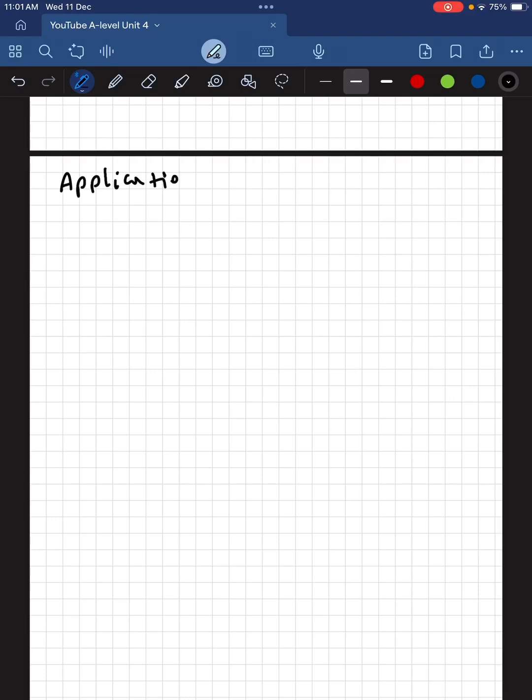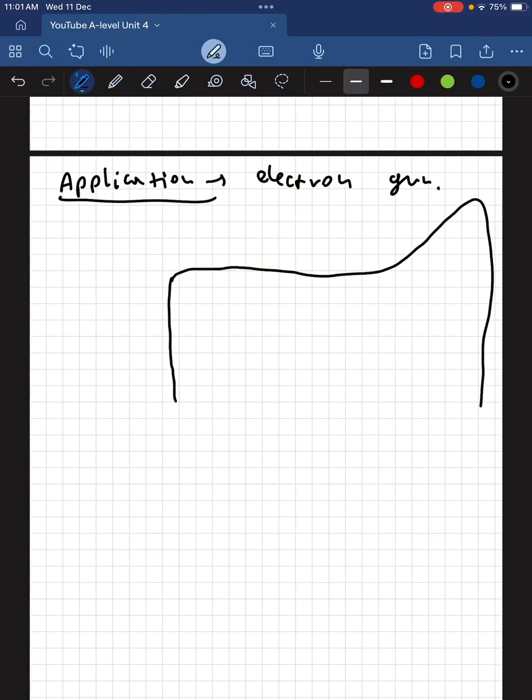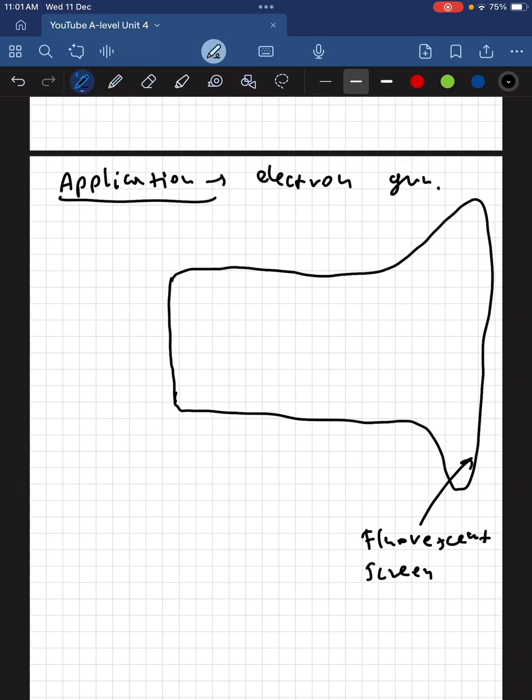So one application is the electron gun. This is one application of the thermionic emission of atoms. So how does this work? Let me draw the situation here. This is the electron gun, okay? This is a screen. So the electron gun has a fluorescent screen, okay?